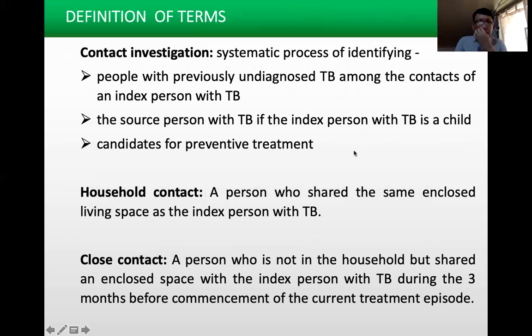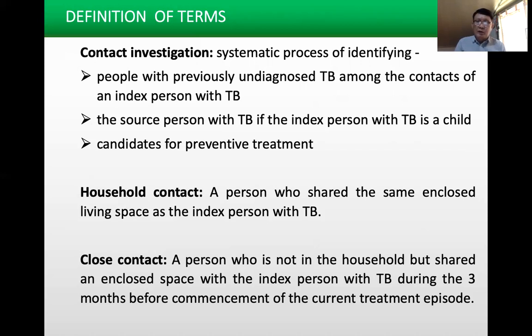So there are definitions of terms. First, contact investigation. This is a systematic process of identifying people with previously undiagnosed TB among the contacts of an index person with TB, and the source person with TB if the index person with TB is a child. Okay. And then candidates for preventive treatment.